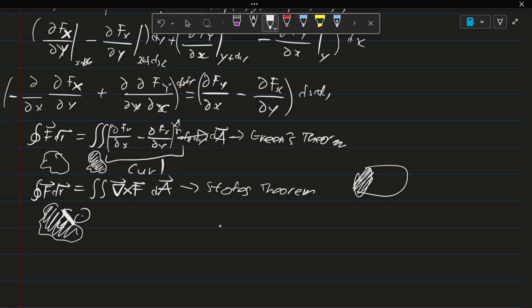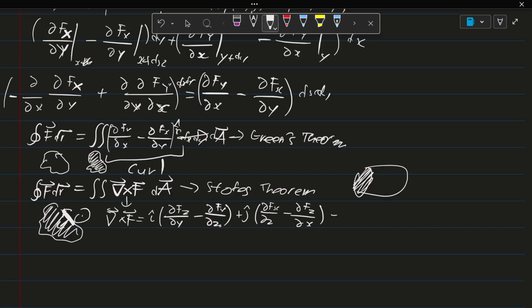It will result in the same value. And so this curl here, the way that you could actually compute it is that the curl is defined to be the i hat of partial fz over partial y minus partial fy over partial z, plus the j hat of partial fx over partial z minus partial fz over partial x, plus the k hat of partial fy over partial x minus partial fx over partial y.